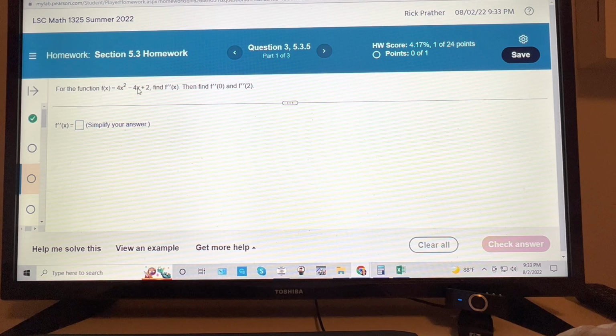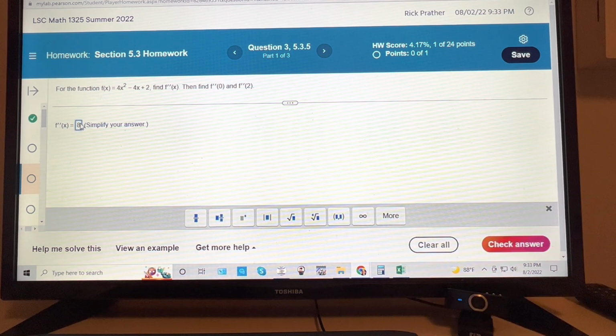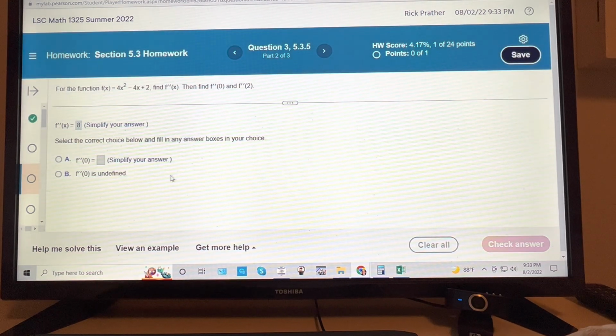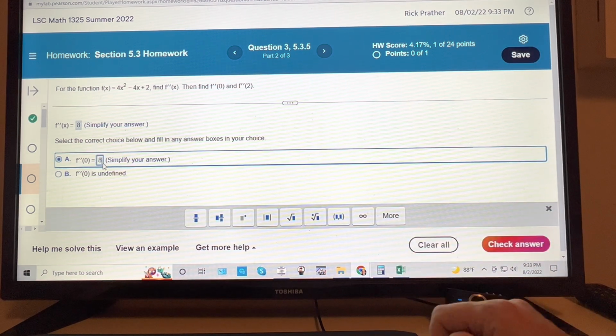8x minus 4 would be the first derivative. 8x minus 4, and the derivative of that's just 8. So the second derivative can just be a constant. So then no matter what number you're plugging in, the answer is just automatically 8.